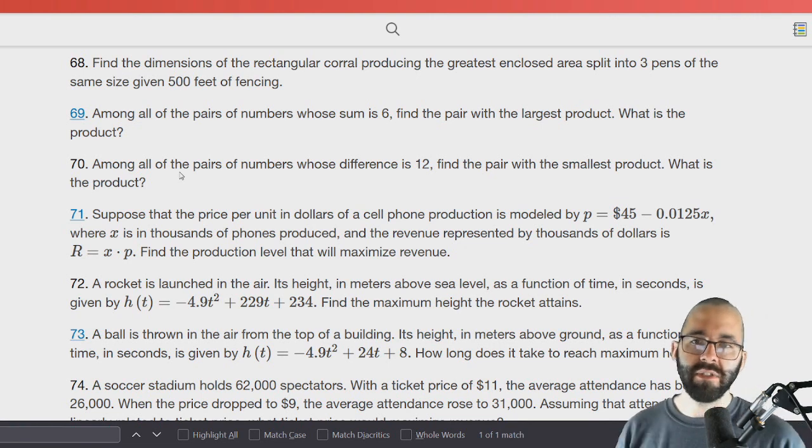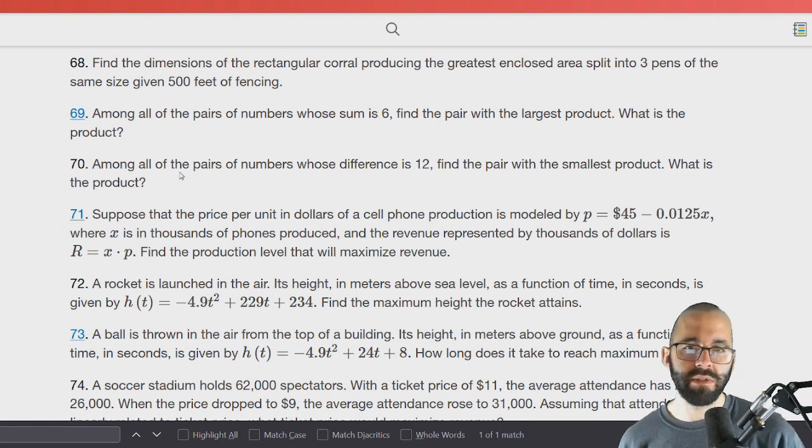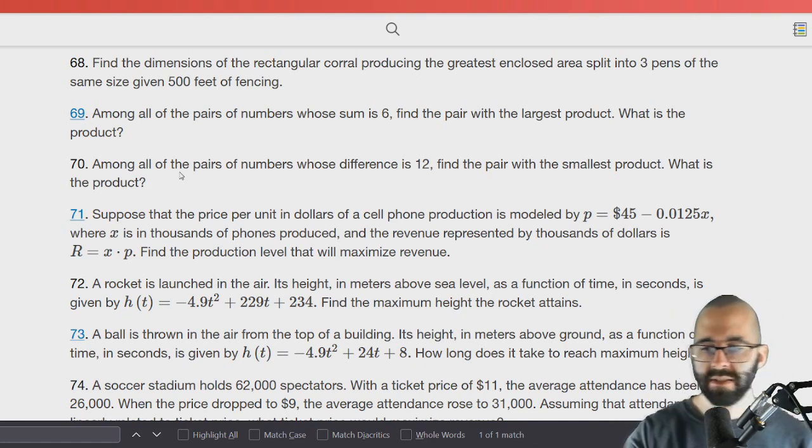Among all pairs of numbers whose difference is 12, find the pair with the smallest product.